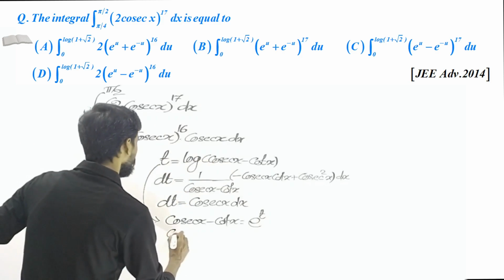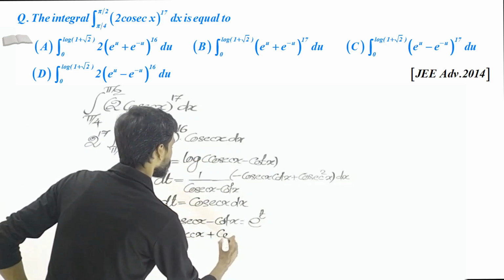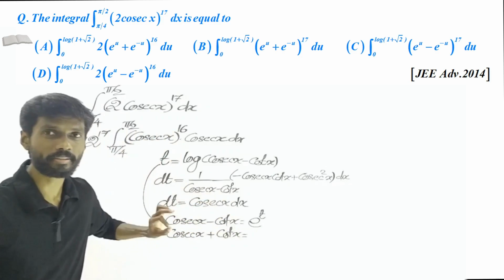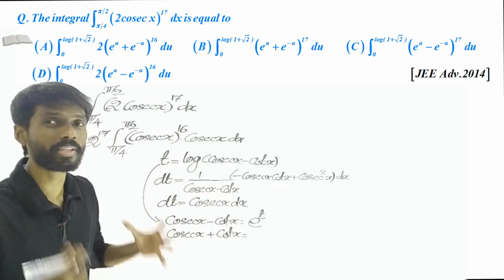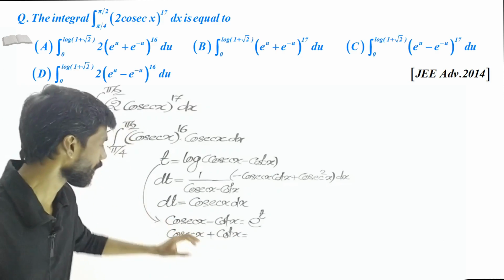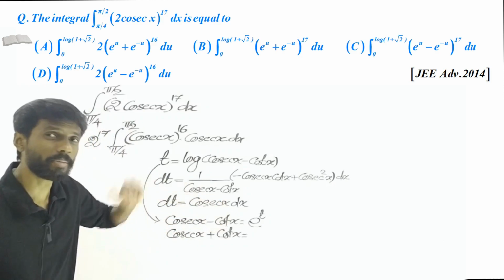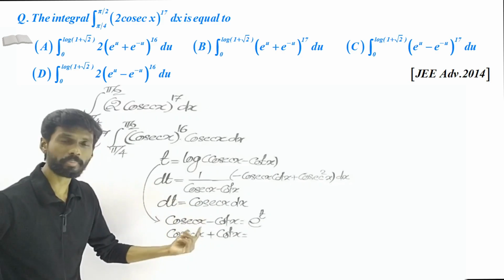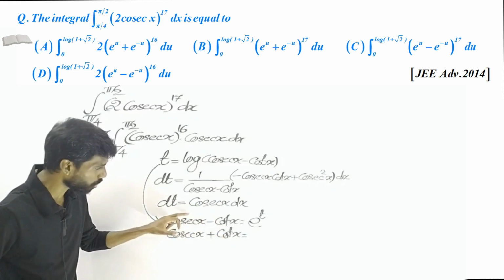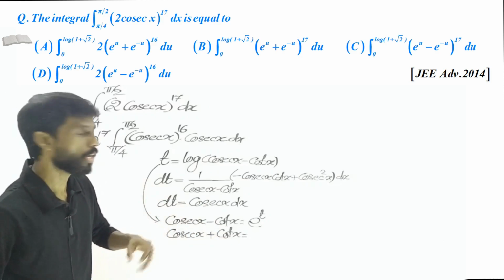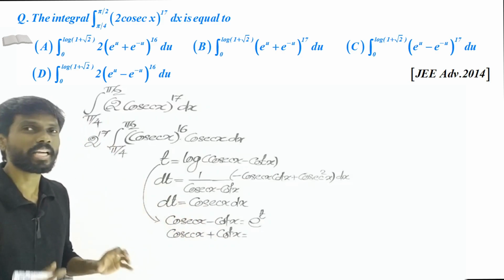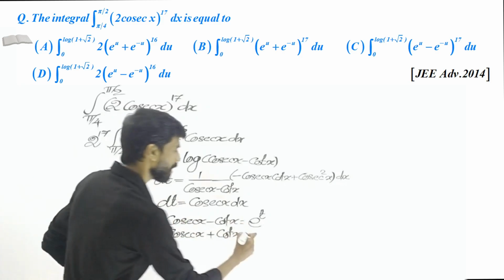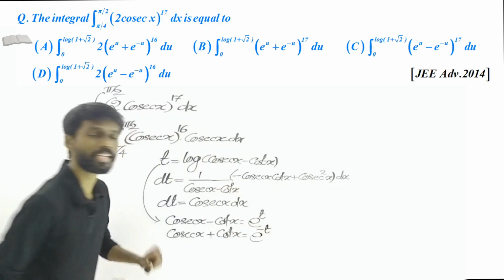Now the next step is important. Cosecant x plus cot x: we should know that cosecant x minus cot x and cosecant x plus cot x are reciprocals of each other. This is important to know. If you multiply these two, a minus b times a plus b is a squared minus b squared, so it is cosecant square x minus cot square x, that is 1. So these two are reciprocals of each other. If you remember this expression, it will be helpful in many places. So this is e to the power minus t.